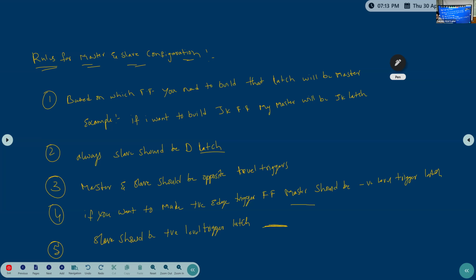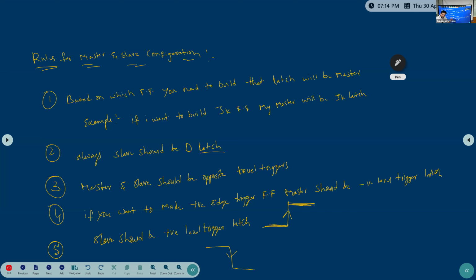Positive edge triggered flip-flop means what? Positive edge means the edge which is going from 0 to 1, right? Yes or no? 0 means what? Negative level. So master will be negative level, slave will be positive level. So then it will be a positive edge triggered flip-flop. If master will be positive, slave will be negative, this is a negative edge triggered flip-flop. That's it. Remember like this.